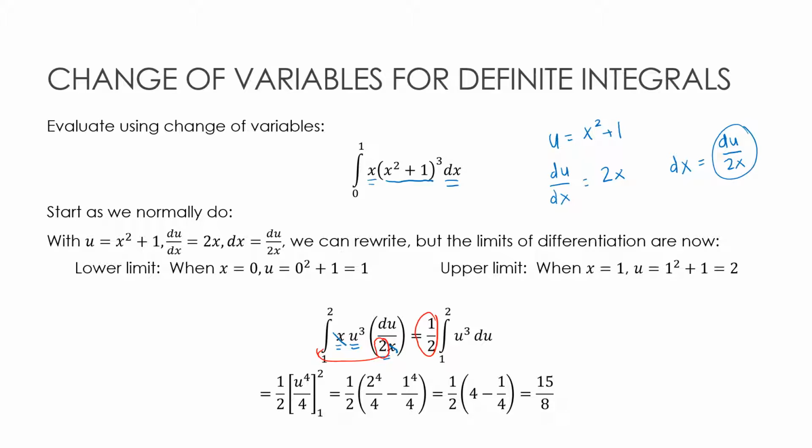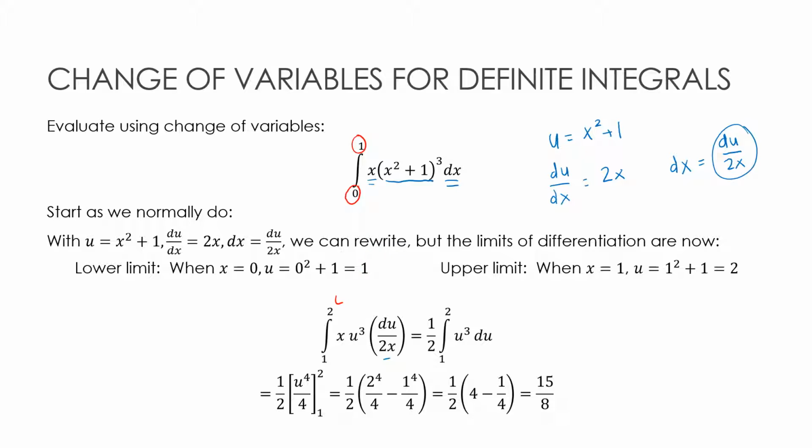But now, here's the trick. Originally, I'm going to get rid of all of my markings. Originally, I was going from 0 to 1. And notice when I came down here, I magically shifted from 1 to 2. Now, how did I do that?